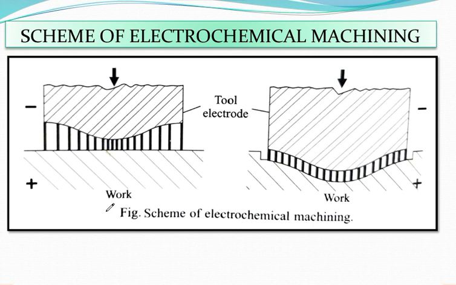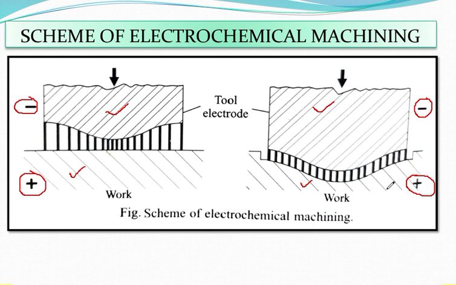Now you can see that this is a basic schematic diagram for electrochemical machining. This is your tool electrode, and it is connected to the negative terminal, as you can see here, and this is your workpiece, which is connected to the positive terminal.